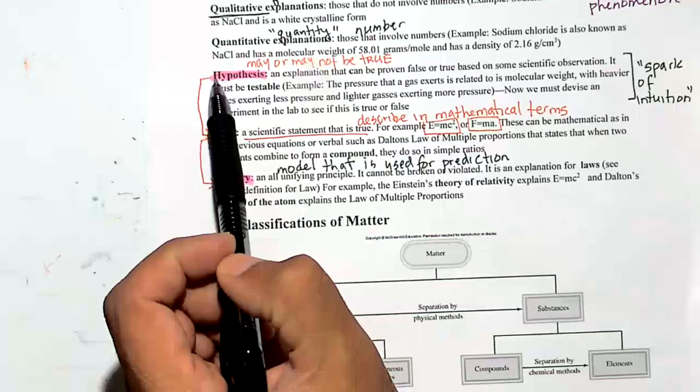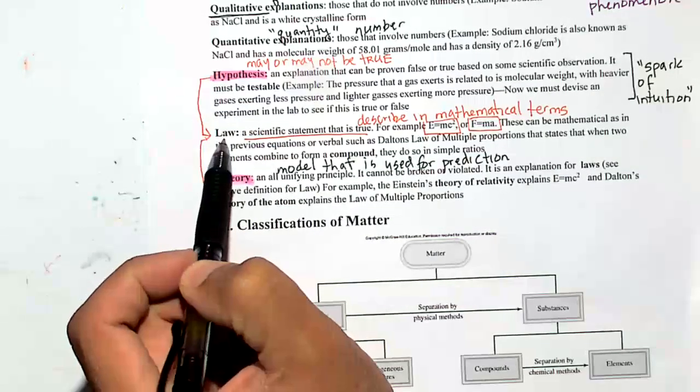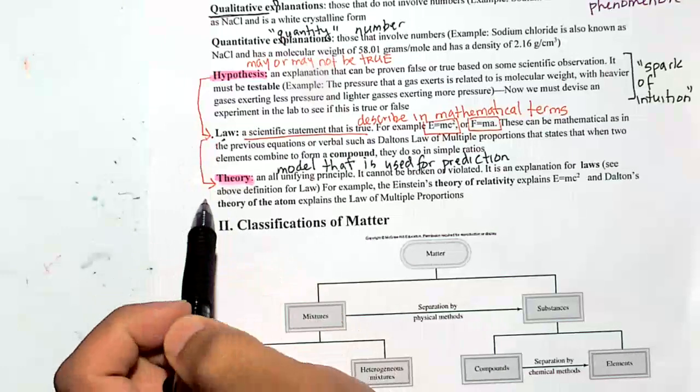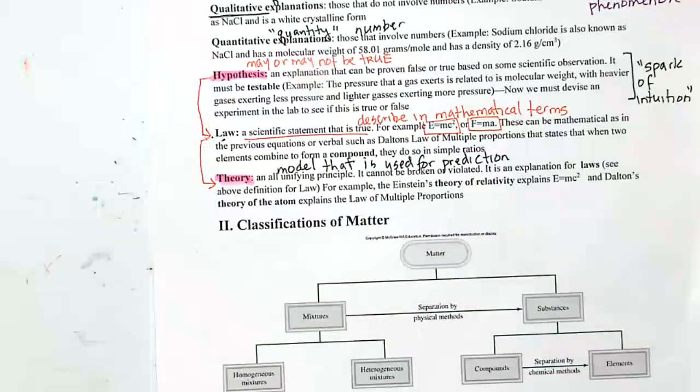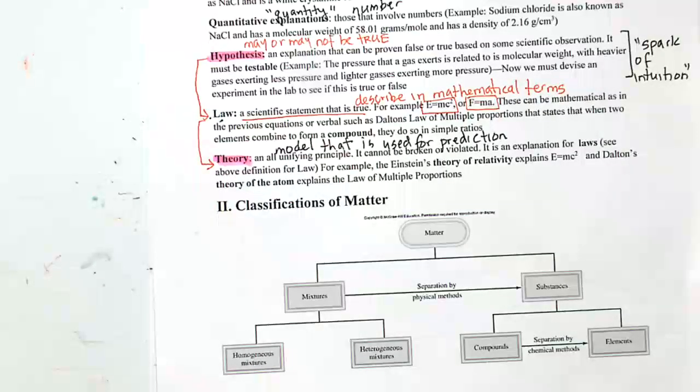So we go from a hypothesis in our observation. If it's true, we put some equations, that's a law. And then once we have a law, we can predict using these equations. And when we predict, it becomes a theory. I can predict that helium will go faster than CO2. Why? Helium is lighter. That's a theory.